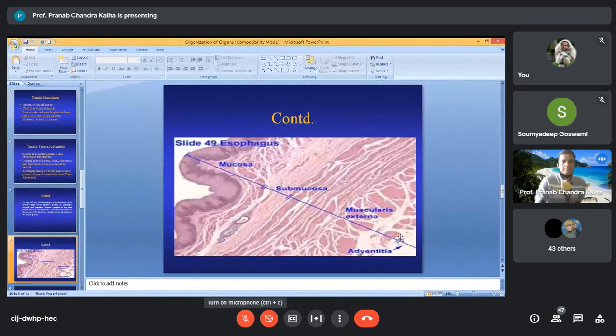Yeah. So here this is telling that muscularis externa. Muscularis externa, another name is tunica muscularis. Some authors simply write mucosa, submucosa, muscularis externa, adventitia, but it's always better to write tunica mucosa, tunica submucosa, tunica muscularis, tunica adventitia, like that.